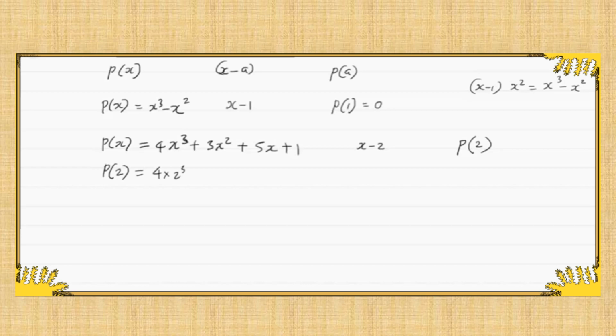4 into 2 cube plus 3 into 2 square plus 5 into 2 plus 1. So this will be 4 into 2 cube. 2 cube is 8, right, so 4 into 8, 32, plus 3 into 2 square, 12. 12 plus 5 into 2, 10, plus 1. The sum is 55. Okay.